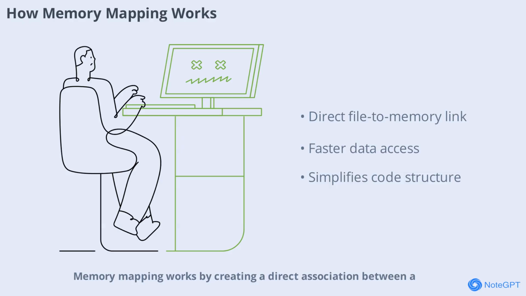Memory mapping works by creating a direct association between a file or device and a region of the computer's memory. When a program requests access to a file, the operating system maps the file's contents directly into the program's address space. This means the program can read or write data simply by accessing memory locations, without the need for extra file I/O operations. This seamless integration not only boosts performance but also simplifies code, making it easier for developers to manage large datasets or interact with hardware devices.